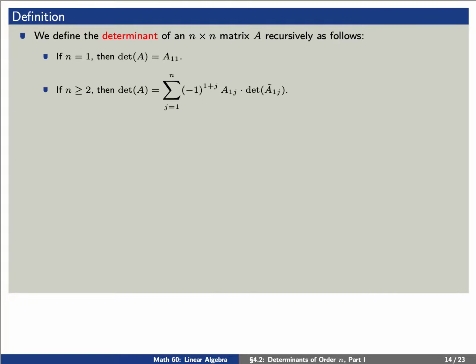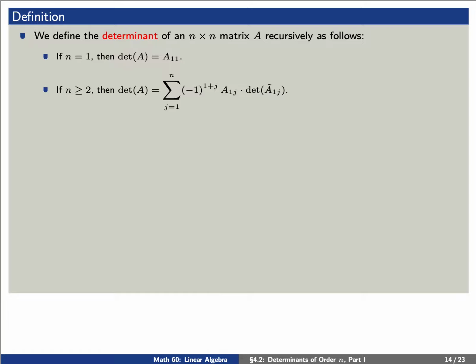We'll use this now to write an inductive definition. We'll define the determinant of an n by n matrix A recursively as follows. When n is equal to 1, we'll just define the determinant to be the entry in the matrix, in this case, A11. However, if n is greater than or equal to 2, we'll define the determinant as a certain alternating sum. Let's take a look at what happens along the first row.